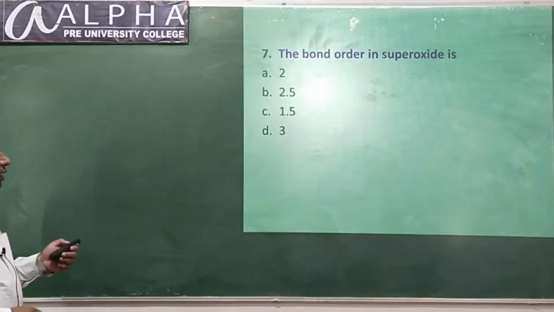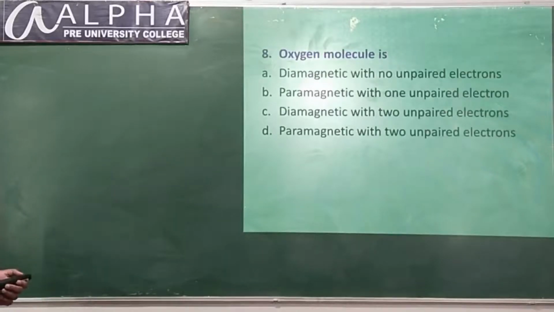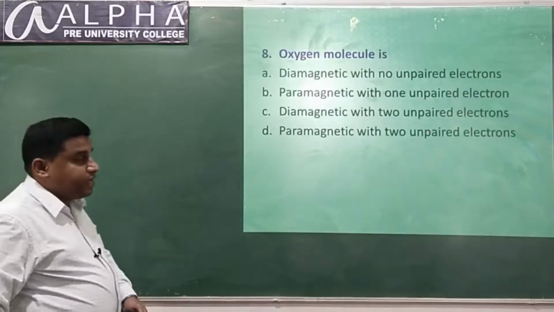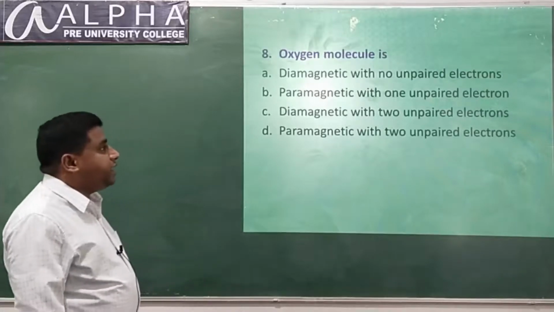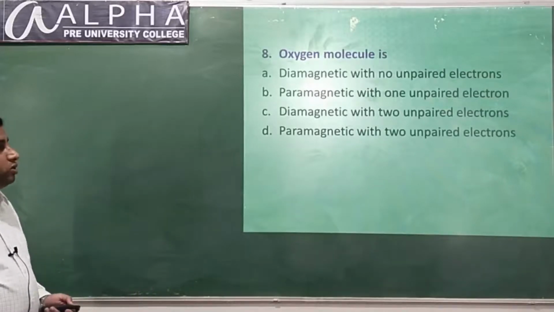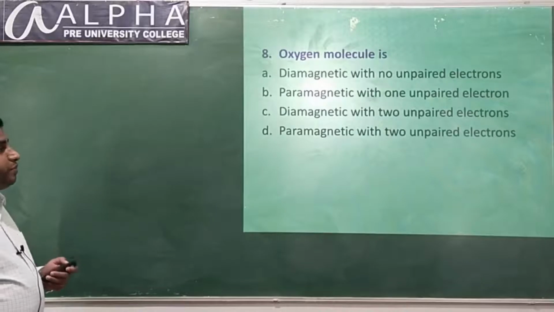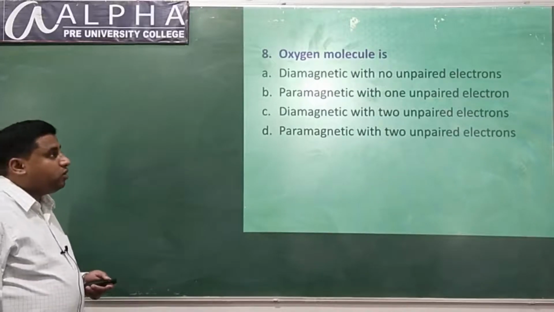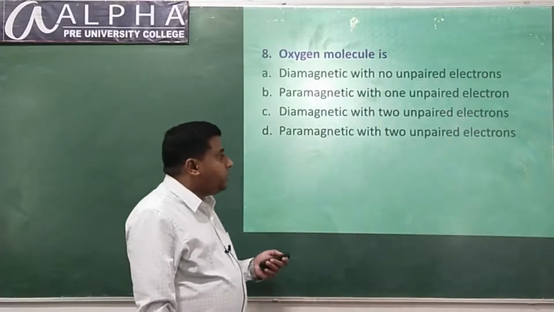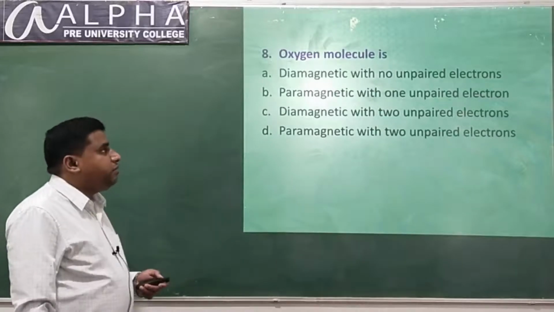What is it? Oxygen molecule. Again I have to use the same. Oxygen molecule is diamagnetic with no unpaired electrons. Oxygen molecule is paramagnetic with 1 unpaired electron. Diamagnetic with 2 unpaired electrons. Paramagnetic with 2 unpaired electrons.